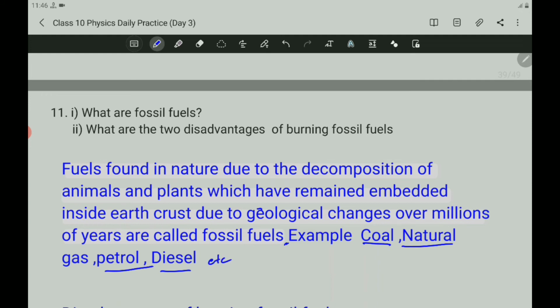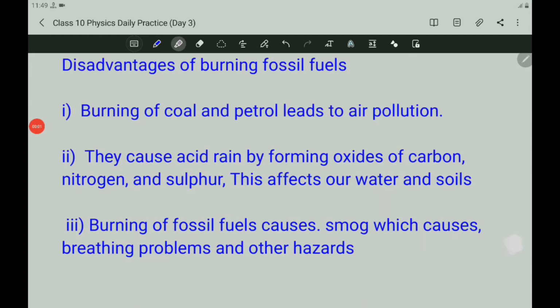There are many fossil fuels. Next you write the disadvantages of burning of fossil fuels. First one, you write: burning of coal and petrol leads to air pollution. Second one, you write: they cause acid rain by forming oxides of carbon, nitrogen and sulfur. This affects our water and soils. Next, the third one: burning of fossil fuels causes smog which causes breathing problems and other hazards. So you write these three disadvantages of burning fossil fuels.